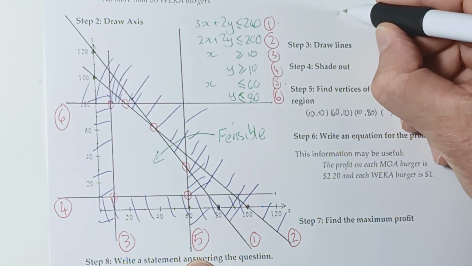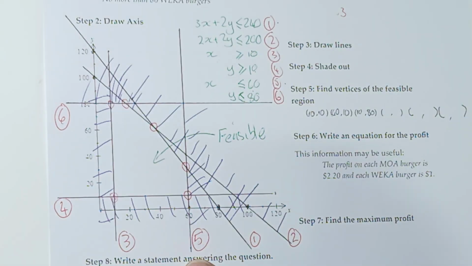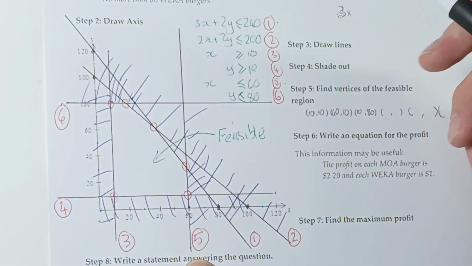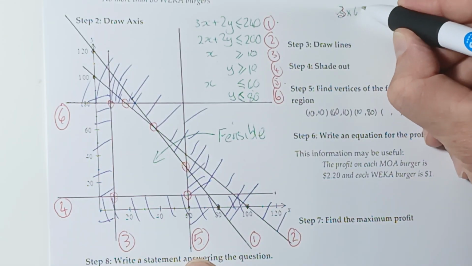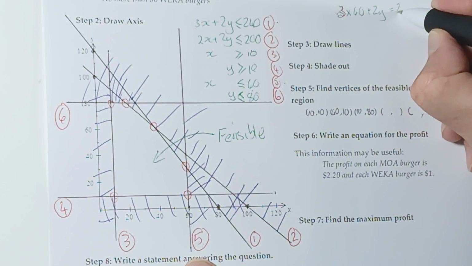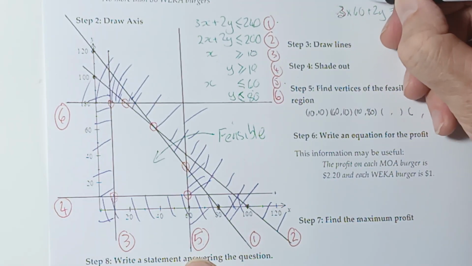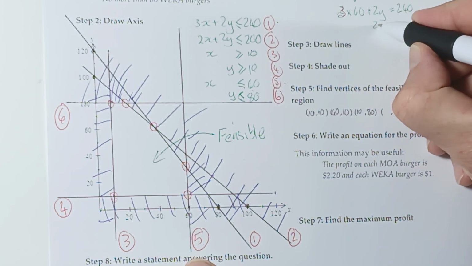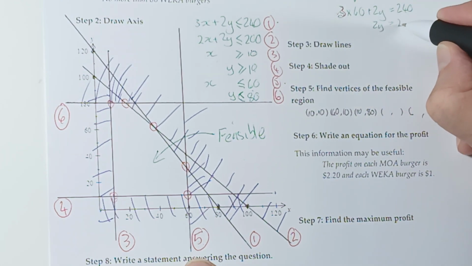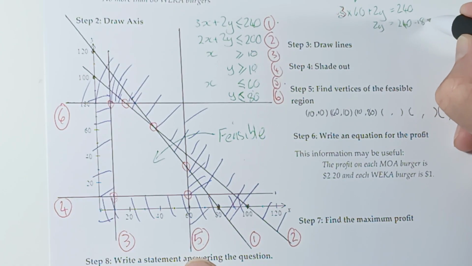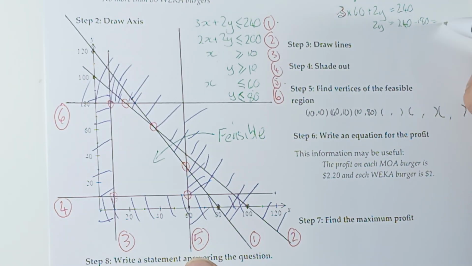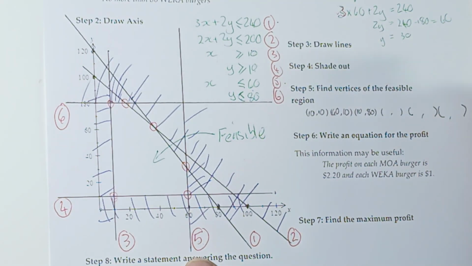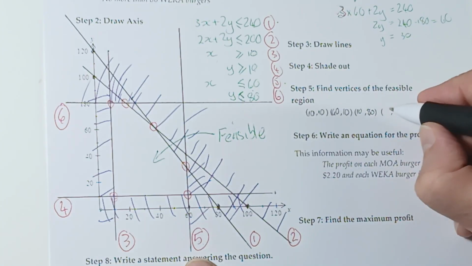So the critical point there will be 3 times 60 plus 2y equals 240, because this is x equals 60, and we now solve this. 240 minus 180 equals 60, and y is equal to 30. So this is our x and our y, 60, 30.